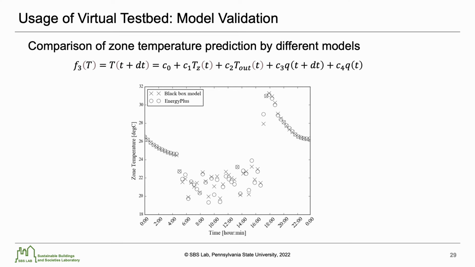The figure shows the validation results for August 20th. As we can see, the black box model is able to predict the room temperature in good agreement with the white box model, which is EnergyPlus.